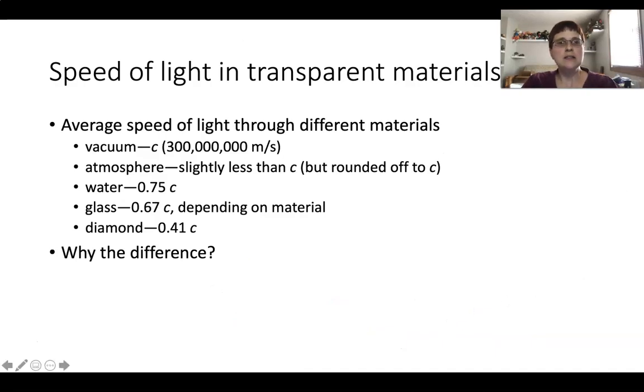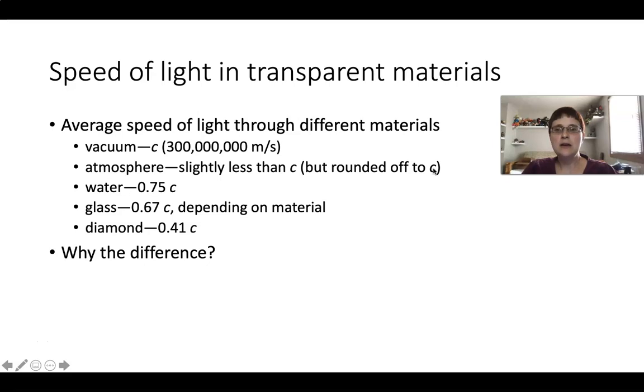So let's take a look at the speed of light in transparent materials, because we can't talk about it in opaque materials since it can't travel through. So a little bit different than when we looked at sound. With sound, we were fastest in solids. Let's look at the speed of light. The speed of light is going to be fastest in a vacuum, where there's no materials to slow it down.